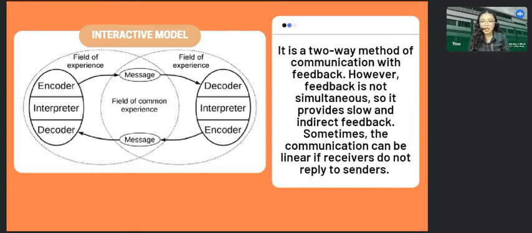Okay, in this model, as you can see in that diagram, we have the encoder, syempre yung encoding the speaker, the message, and the decoder also. And as you can see outside of the model or the diagram, makikita niyo yung field of experience. Field of experience, dito na lalabas yun. Dito na papasok yun. What are the field of experience, Miss JV? Field of experience, the examples of that are religion background, cultural background, your ethnicity, okay, your beliefs and opinions.